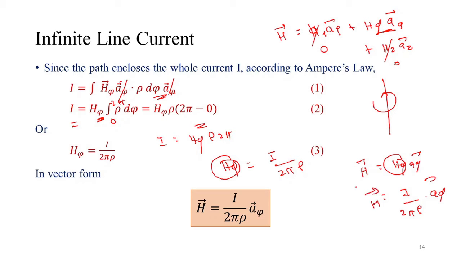Now see, using 4 steps we got the value, but in the conventional Biot-Savart law it took nearly 15 steps to calculate this H vector. That is the advantage of Ampere's law.